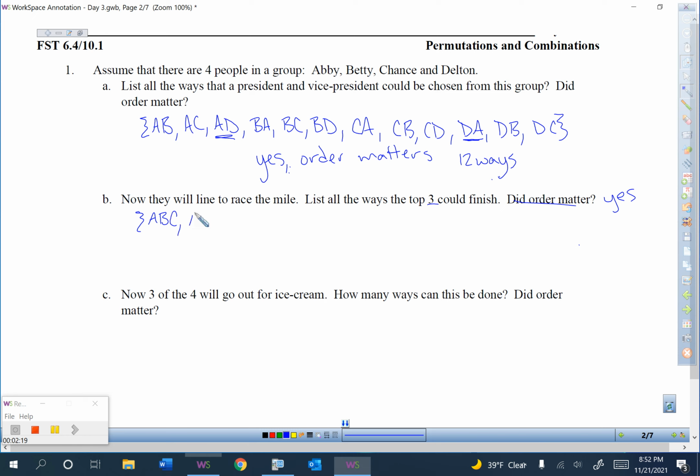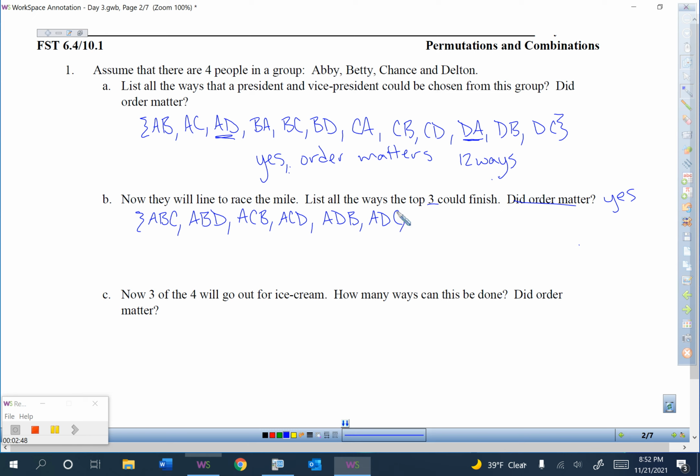Then we'll change up the second place and let Chance be second place. Again, that could be with 2 different people. We could put Betty in third place, or we could put Delton in third place. Then we'll let Delton get second, with Betty for third place, or with Chance for third place. And there ended up being 6 here. So I'm going to go ahead and start a second row so we can make sure we get all of the ones for each person.